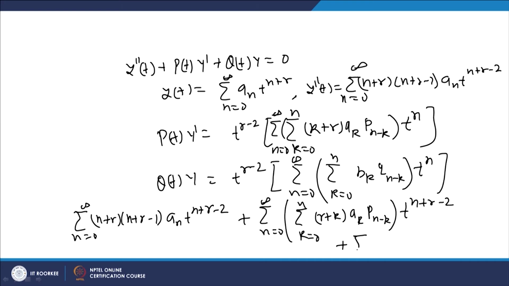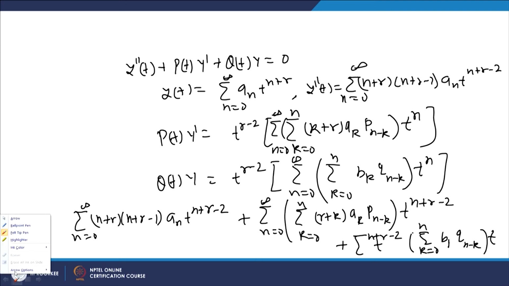Similarly, you can write summation t to the power (r minus 2), (n plus r minus 2) into summation k equal to 0 to n, b_k, sorry, this is your b_k, q_(n minus k), and t to the power, sorry, this is t, not t to the power k. We have already written t to the power (n plus r minus 2), and it is equal to 0.